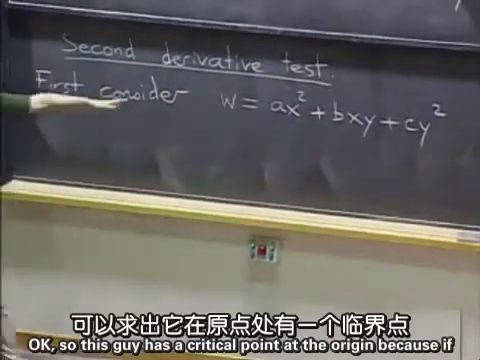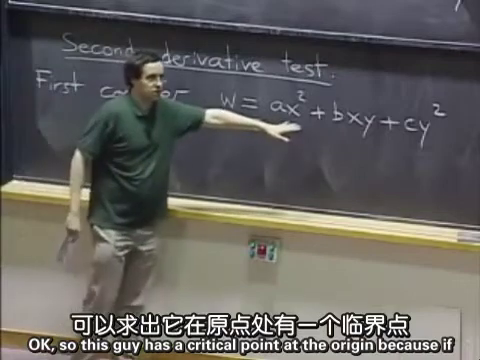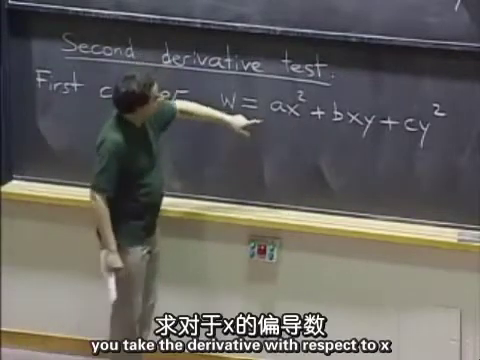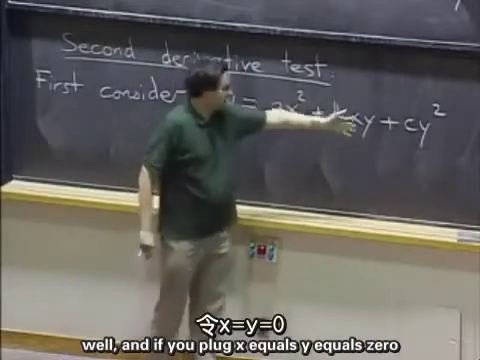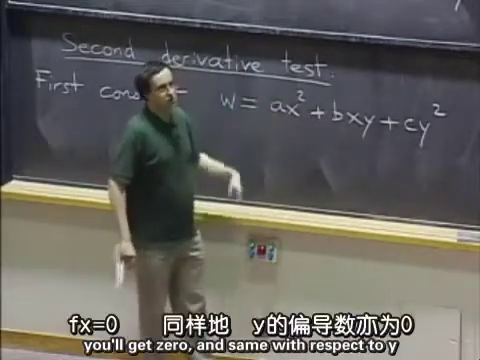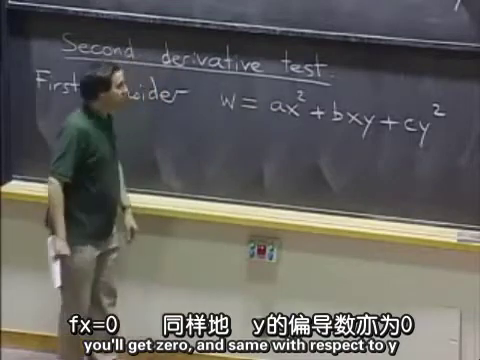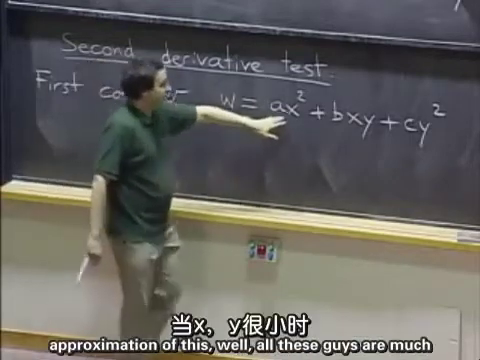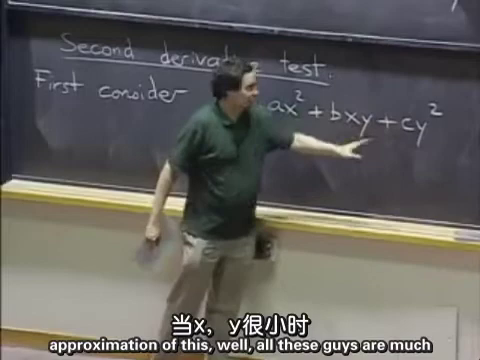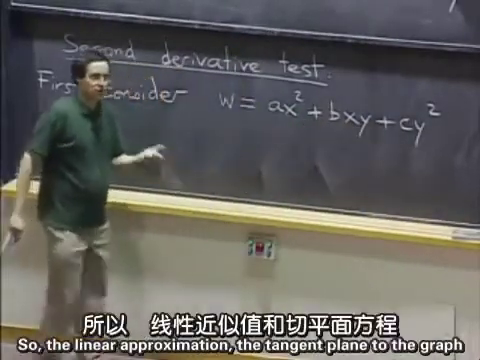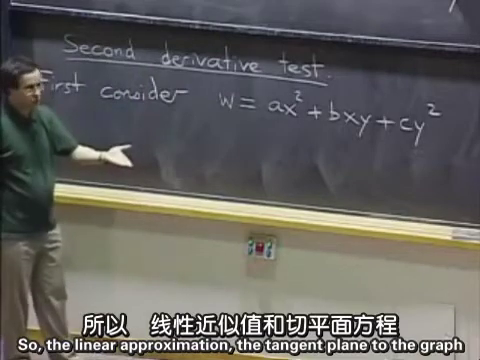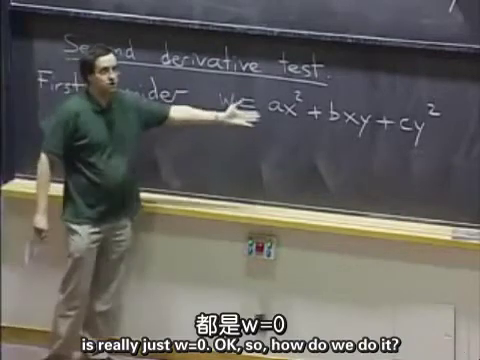Okay, so this guy has a critical point at the origin, right? Because if you take the derivative with respect to x, and if you plug in x equals y equals 0, you'll get 0. And same with respect to y. You can also see if you try to do a linear approximation of this, all these terms are much smaller than x and y when x and y are small. So the linear approximation, the tangent plane to the graph, is really just w equals 0.